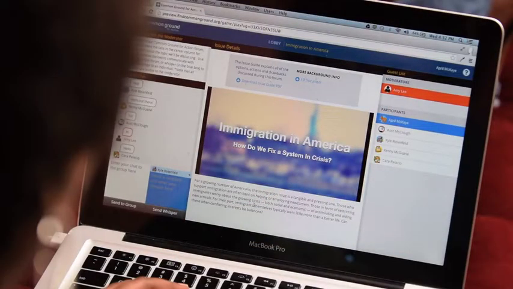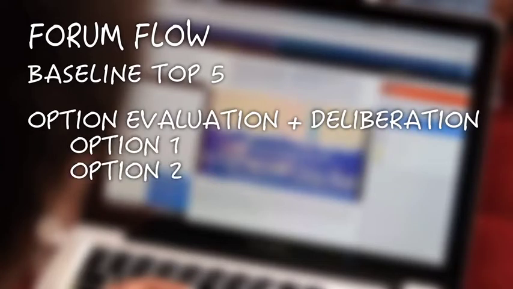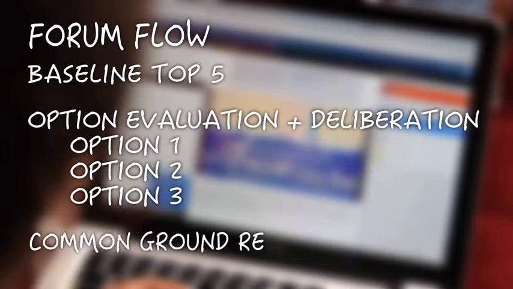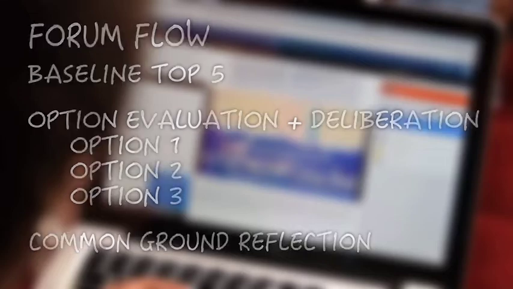Here's the flow of the entire forum. Each person chooses their initial top 5 actions out of all the actions we'll be considering. Then the group examines 3 or 4 options for dealing with the problem. Then we see where we have common ground for action.